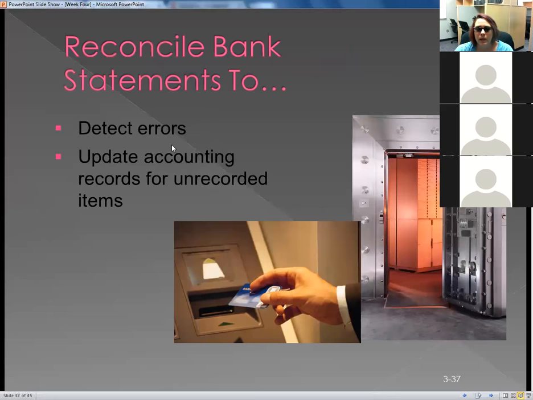To reconcile a bank statement to your balance, you want to be able to detect errors and update accounting records for unrecorded items. That's why you do this on a monthly basis. If you have your QuickBooks linked to your online bank account, you could do this on a daily or even weekly basis as well, so you don't have to wait a full month to do this. And I recommend doing it that way because you find transaction errors a lot quicker.